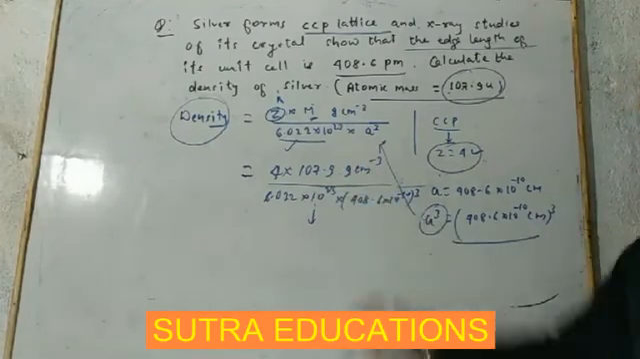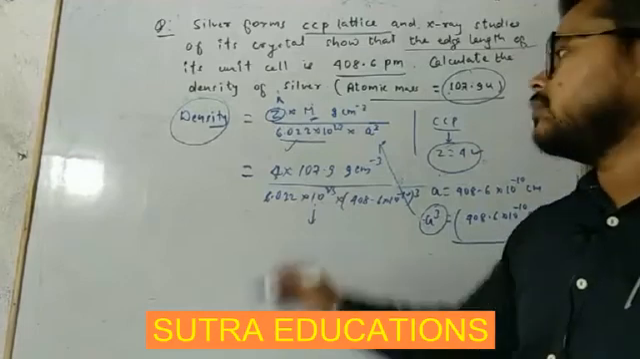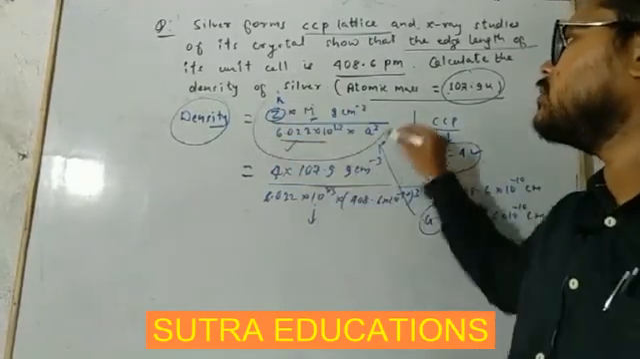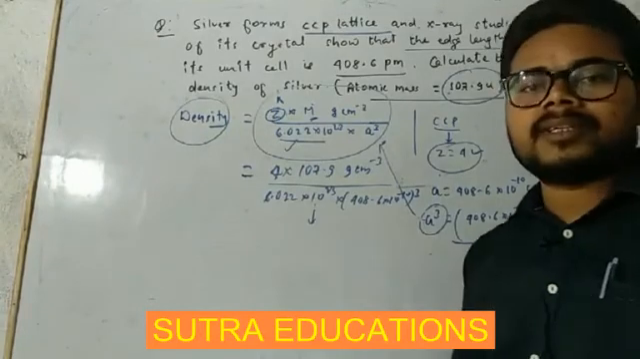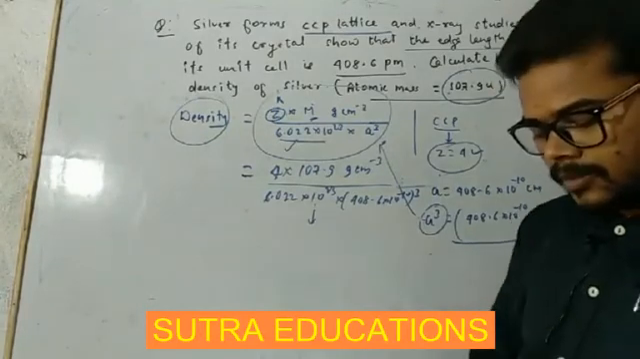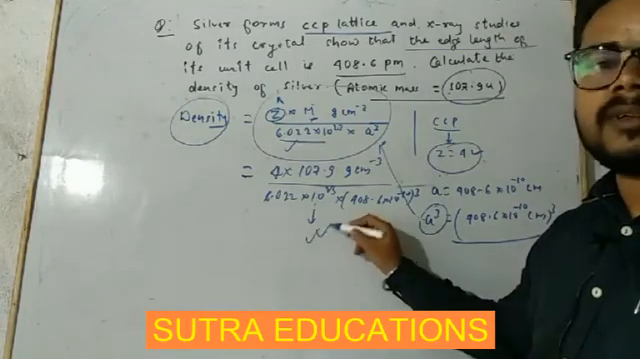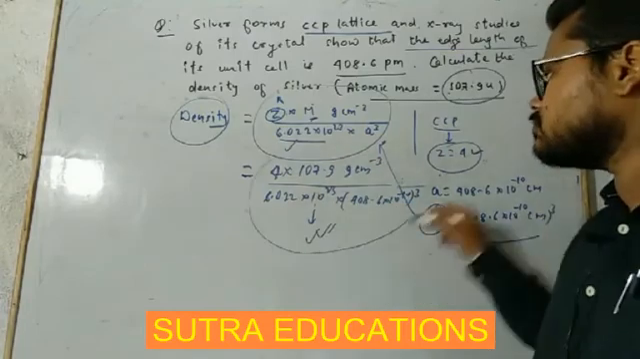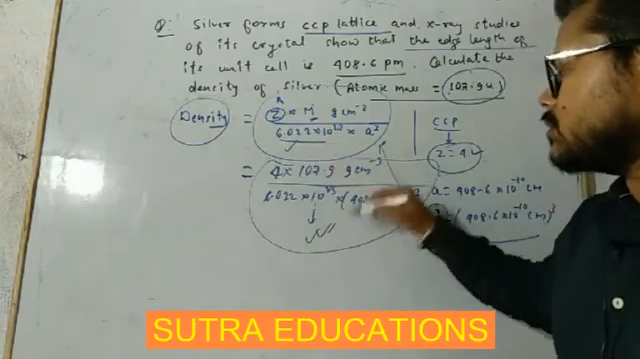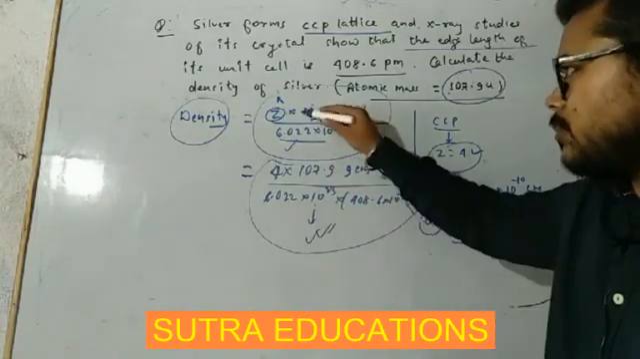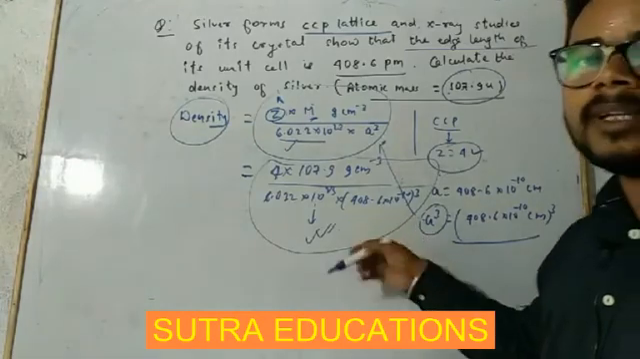So this is the process. Okay, means using this formula we can find out the density of a unit cell. Okay, now come to next question. Just solve it at your home. Okay, do it by yourself. I have told you how to put the values. Okay, now you have to solve it on your own.